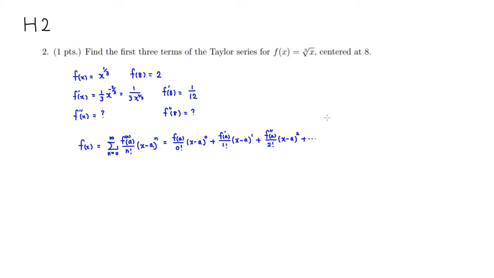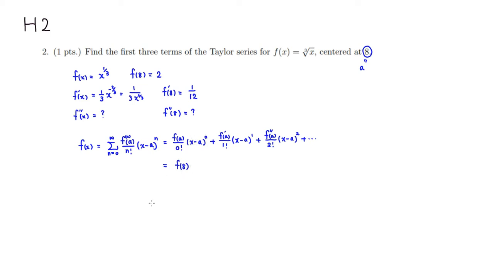So in this particular example, a is 8. So this is our a, and of course that's the function. So this is going to be simply f of a, f of 8. Then x minus 8 to the 0th power is 1, so this is it. 0 factorial is 1. X minus 8 to the 0th power is 1.